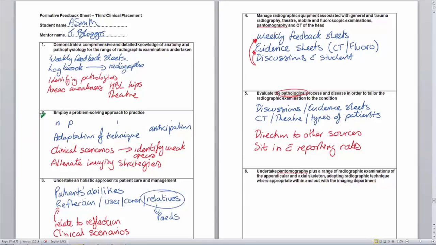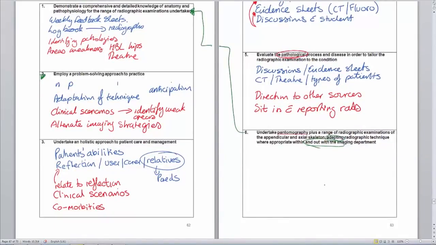Okay, for learning outcome number 6, what we can do is link that back towards number 1 there. But the emphasis, particularly with these students, because they're in the 3rd year, has to be around the adaptation of radiographic technique, also within and outwith the imaging department. So again, what you might want to look at in this instance is perhaps the logbook, particularly around portable examinations, and also in theatre as well.